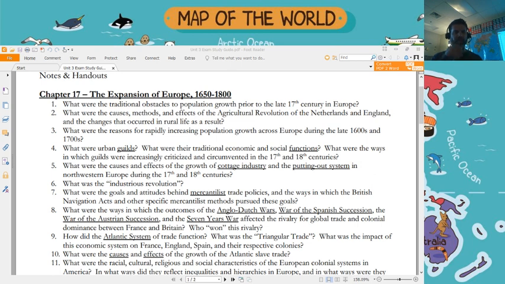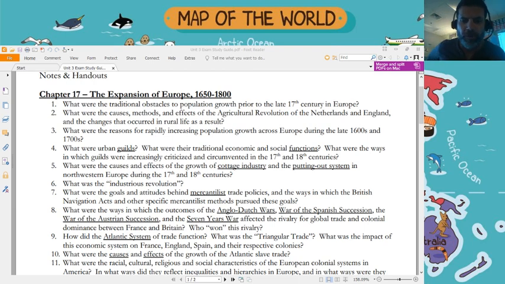So, number 8. What were the ways in which the outcomes of the Anglo-Dutch Wars, the War of the Spanish Succession, the War of the Austrian Succession, and the 7 Years' War affected the rivalry for global trade and colonial dominance between France and Britain? Who won this rivalry? That's a long question. But yeah, the shortest answer is that Britain won this rivalry. Because basically over the course of those wars, it was a succession of successes for England and a succession of losses for their enemies in the global trade system.